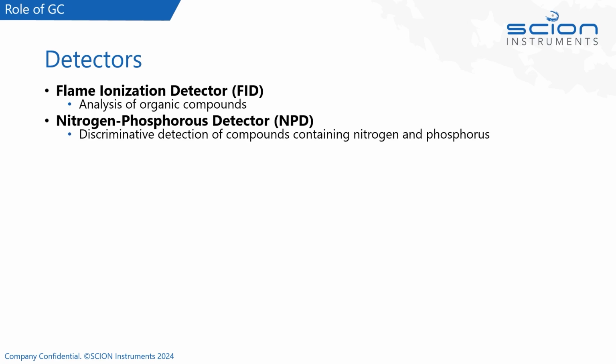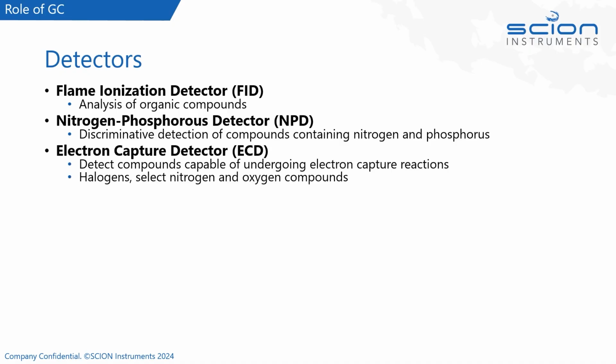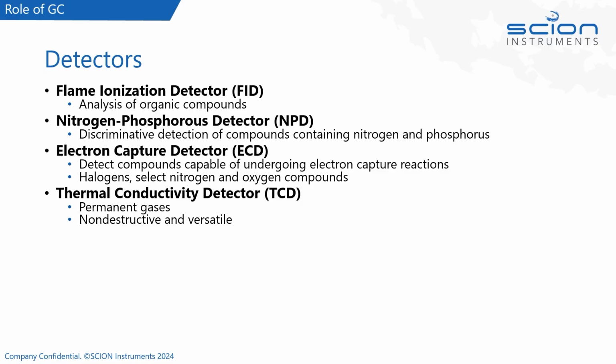We have the nitrogen phosphorus detector, or NPD. As you may guess, this is a discriminative detector for compounds containing nitrogen and phosphorus. We have the electron capture detector, or ECD. This will detect compounds capable of undergoing electron capture reactions, such as halogens and select nitrogen and oxygen compounds. We have the thermal conductivity detector, or TCD. This is incredibly useful for permanent gases. It's also a non-destructive detector, so it can be combined with another detector, and this makes it incredibly versatile.